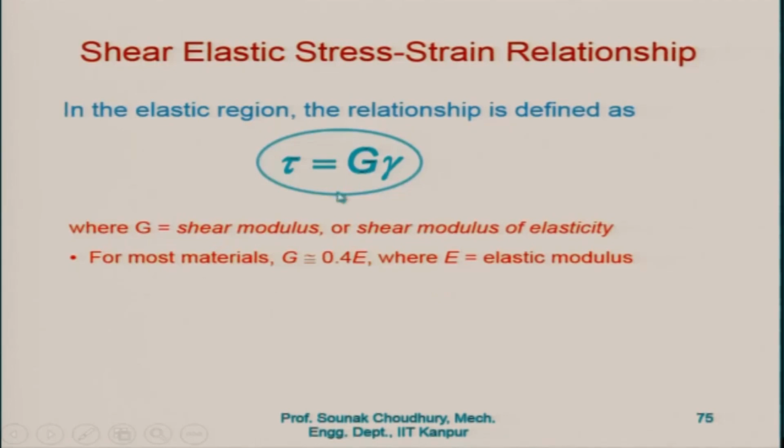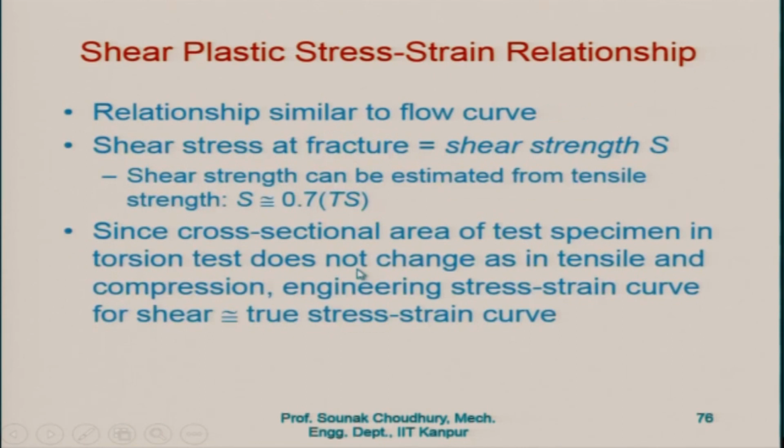For most materials, this G is equal to 40% of the elastic modulus, that is about 0.4 into the elastic modulus. So, this is not the same as the elastic modulus, but it is only 40% of that value, and this is the shear modulus. Therefore, shear modulus and elastic modulus are different. As you can see, the elastic modulus is more than the shear modulus. Shear modulus is only 40% of that, 0.4.